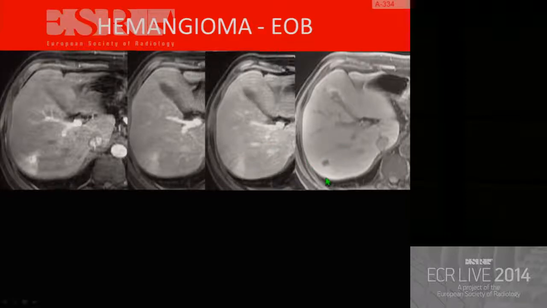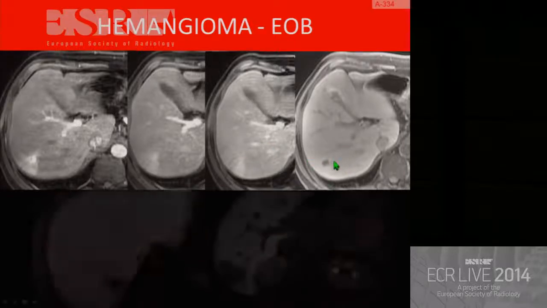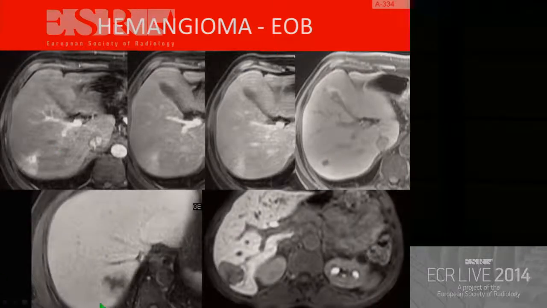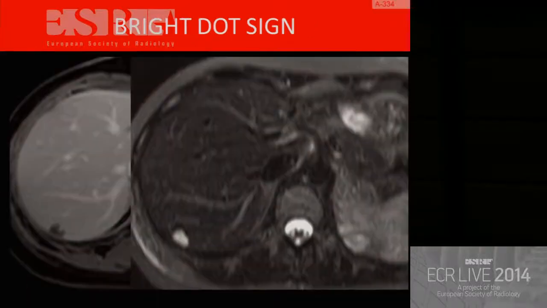And look at the hepatobiliary phase. It is dark. And also I'm going to show you two more hemangiomas. You can see them darker than the rest of the liver because this contrast agent is taken up by the liver cells, and you might see hypo-intense hemangiomas on the equilibrium and the hepatobiliary phase images.